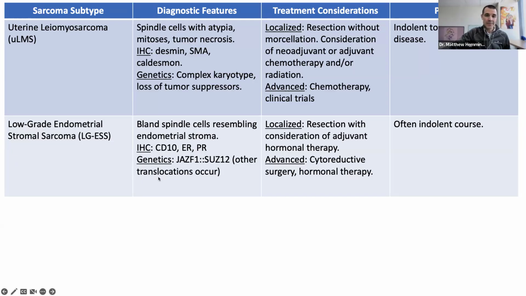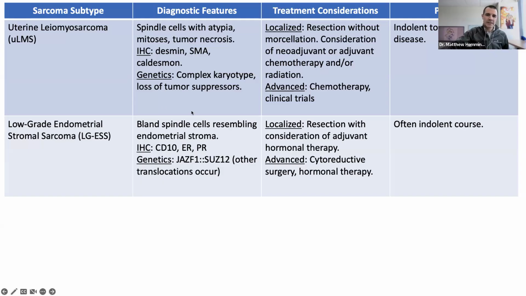So in the most common case, though there are a few others, two genes, JAZF1 and SUZ12, are abnormally connected together. And that makes a new gene that nature never intended. And the protein derived from that gene is what is driving these cancer cells to grow.